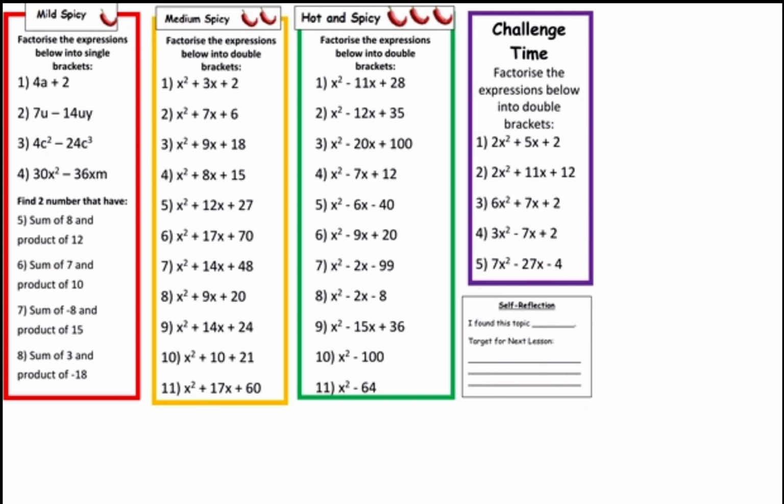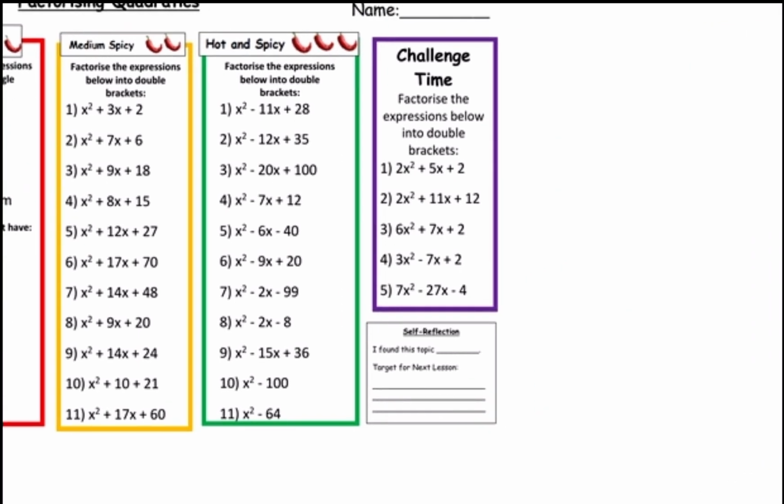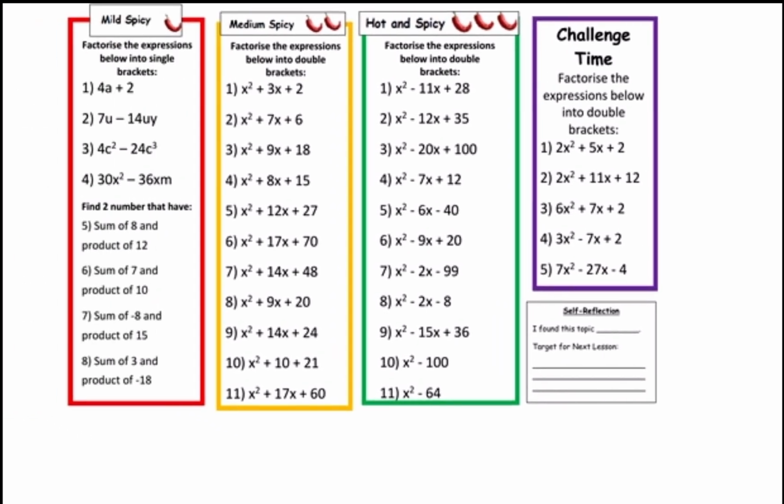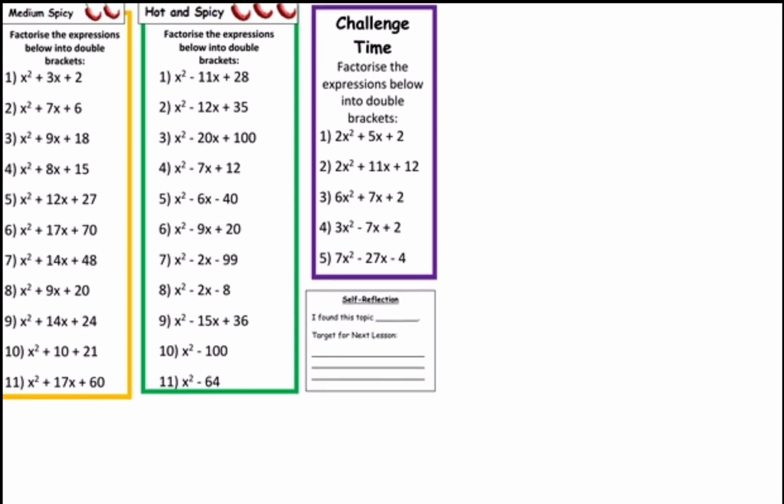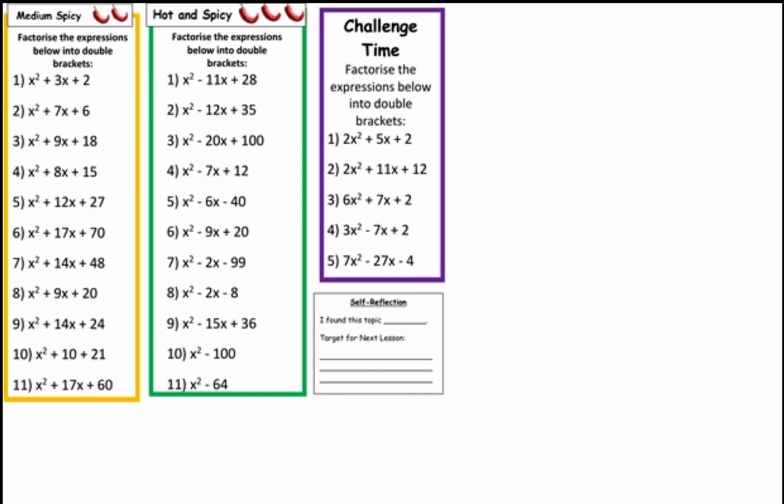Let's have a look at the next one over here, please. Factorizing. I'll go to medium spicy. So you can look at this, you can pause it, have a go. Let's have a look at the medium spicy. Now, this one here is interesting because this is the most popular one that comes up. Actually, whether you do medium spicy or hot and spicy, it makes no difference. Let's pick a hard one. I'm going to go to hot and spicy, and I'll pick question number 1.